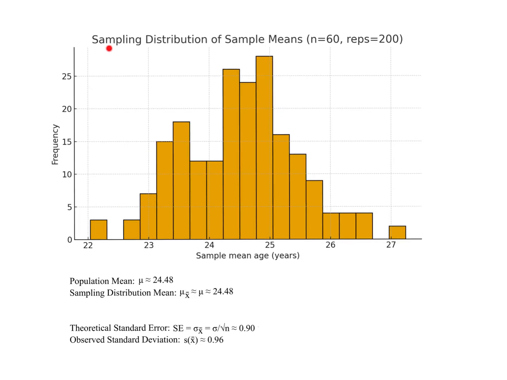Our next sampling distribution of sample means uses sample size 60. So we've doubled it from 30 to 60. Again, we have 200 samples. And notice that this is also more normally shaped. And our population mean and sampling distribution mean are the same. And our theoretical standard error is very close to our observed standard deviation.